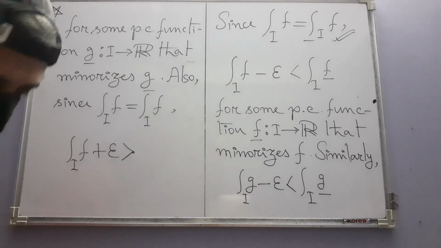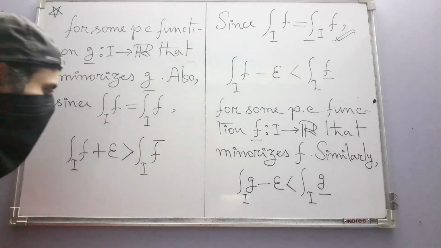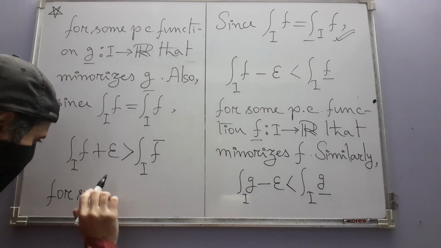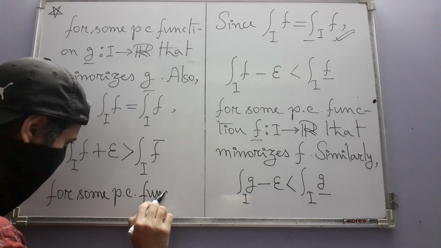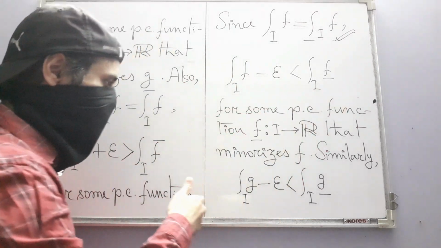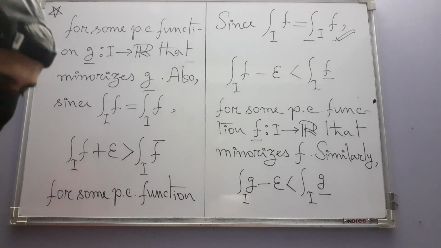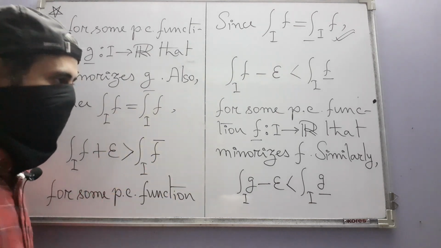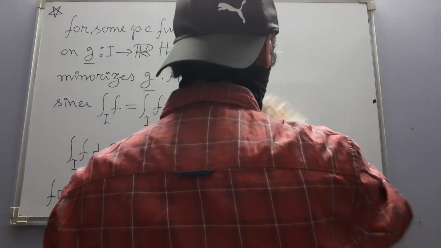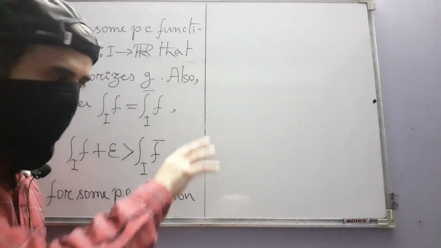So this will be greater than the integral of, let us call it f bar, for some PC function f bar. Actually this bar and underscore help us keep track of which is a majorizing function and which is a minorizing function. That's why we have chosen this somewhat strange notation, bar and underscore. Don't worry, we will again bring the inequalities when we need to look at them at once.